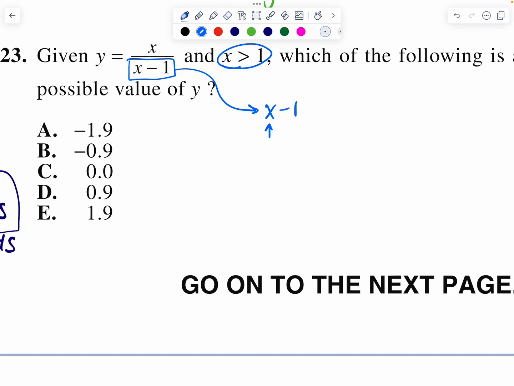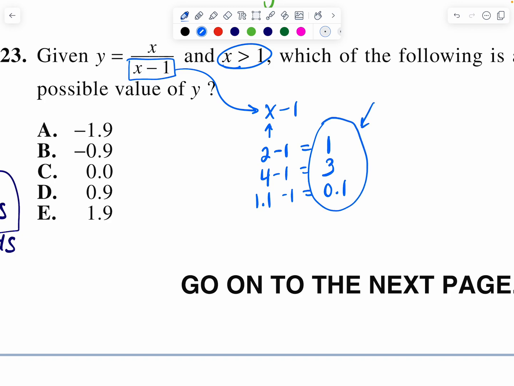Now, I'm going to start substituting random numbers in for x to see what it looks like. So if I do 2, so I have 2 minus 1, that gives me 1. If I do 4, 4 minus 1 gives me 3. If I did 1.1 minus 1, that would give me 0.1. Any of these answers over here, are any of these ever going to be negative? No, they can't be negative because x has to be bigger than 1. So negative numbers are out. My answer can never be negative because the bottom is not going to be negative.